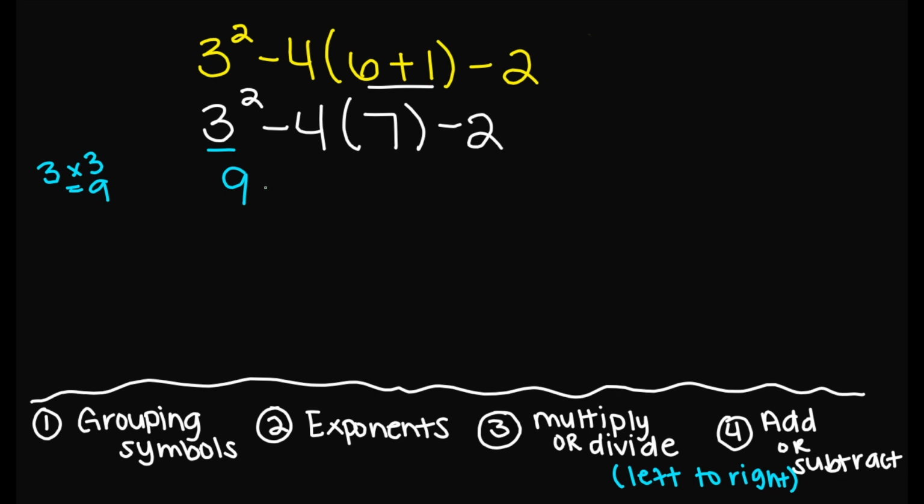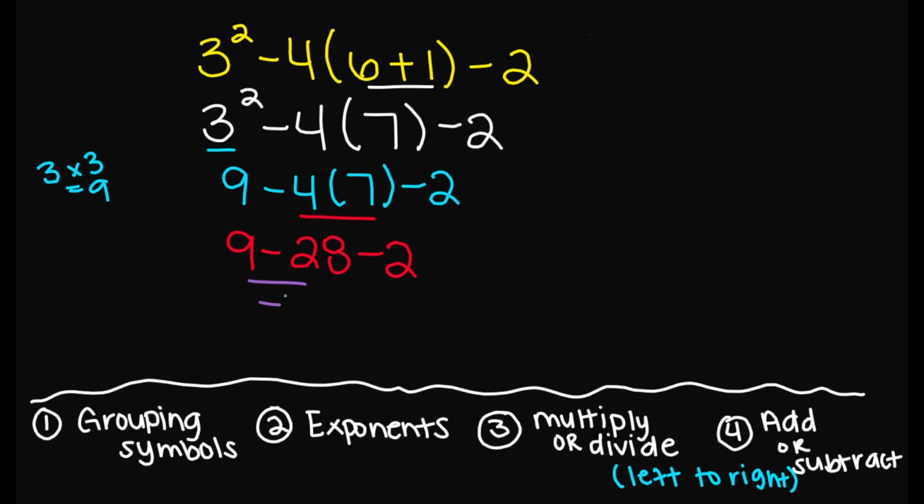So you have 9 minus 4 times 7 minus 2. Now we're going to multiply because multiplication comes before adding or subtracting. So we have 9 minus 28 minus 2. And now we're going to subtract. I have 9 minus 28 minus 2. This is going to give us negative 19. And then minus 2 here, this is going to give us negative 21. So your final answer here is negative 21.